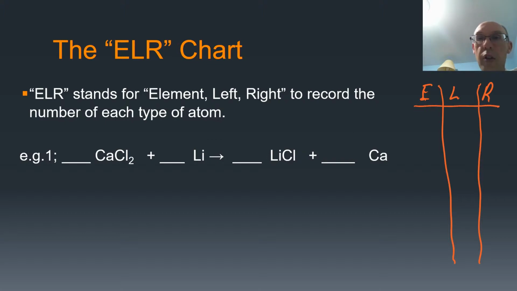And the first reaction has four elements: calcium, chlorine, and lithium. That's it. The left-hand side, there is 1 calcium, there are 2 chlorine, and there is 1 lithium. The right-hand side has 1 lithium, 1 chlorine, and 1 calcium.